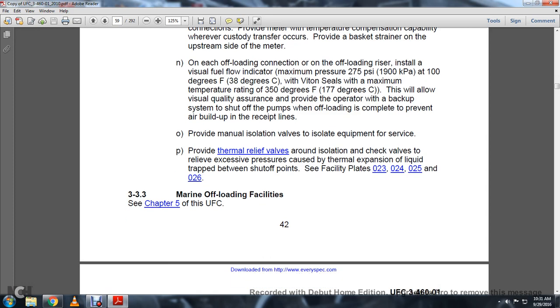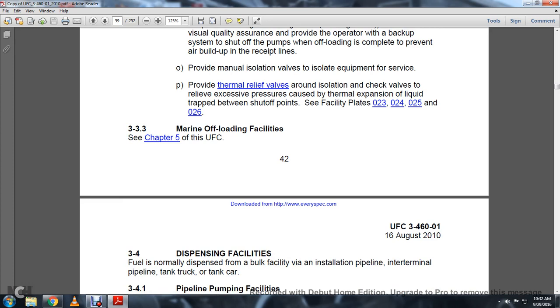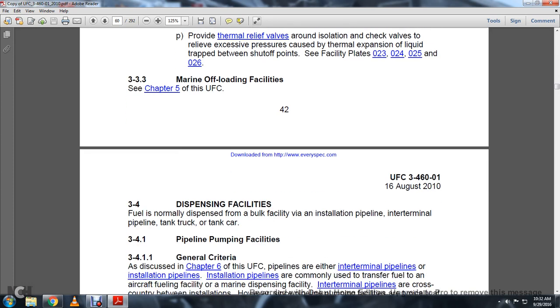Provide a manual isolation valve to isolate the equipment from service, and provide thermal relief around the isolation check valve to relieve the excessive pressure caused by the thermal expansion of the liquid trapped between the shutoff points. See facility plates 023, 024, 025, and 026. 3.3 Marine Offloading Facility: see Chapter 5 of this UFC.